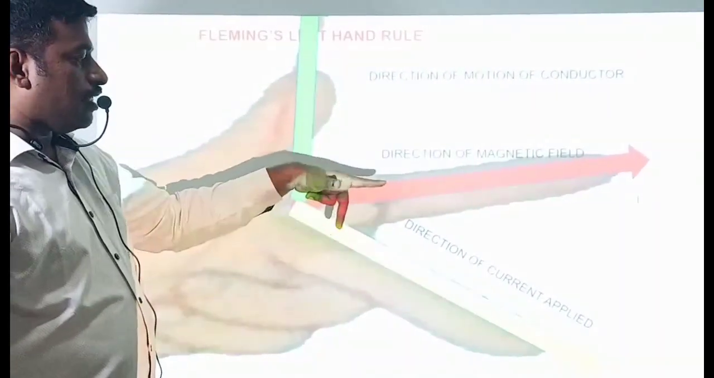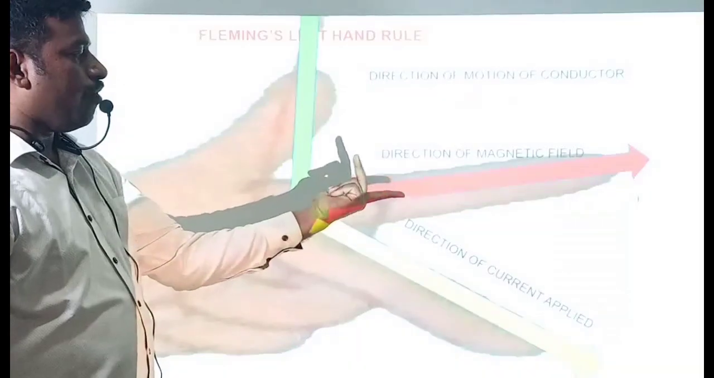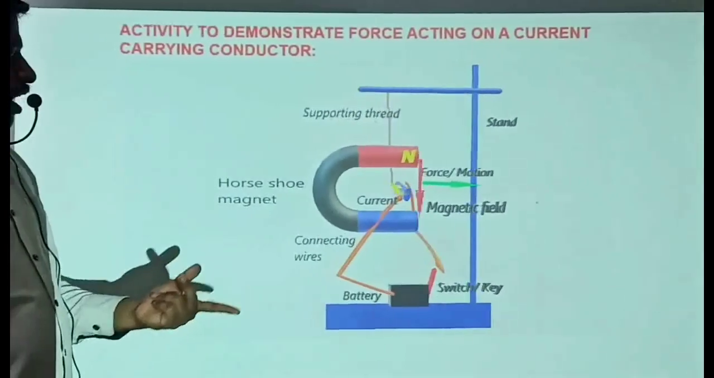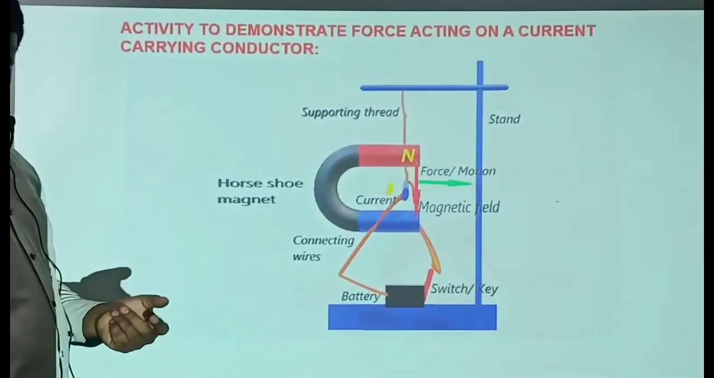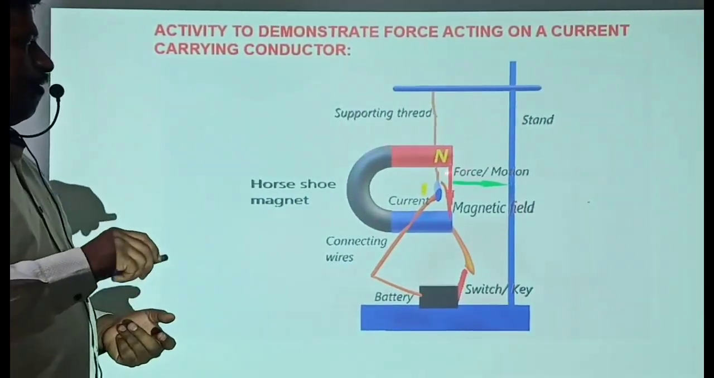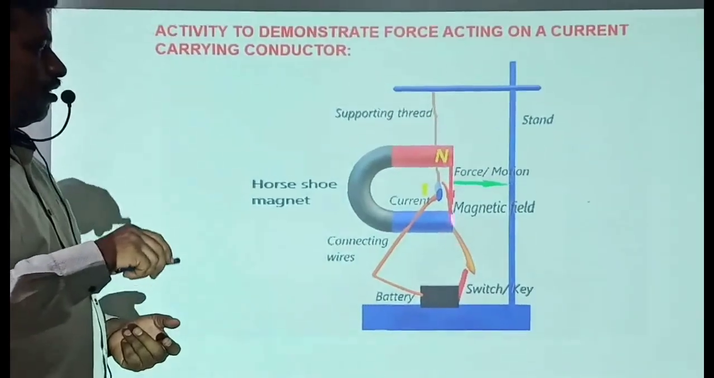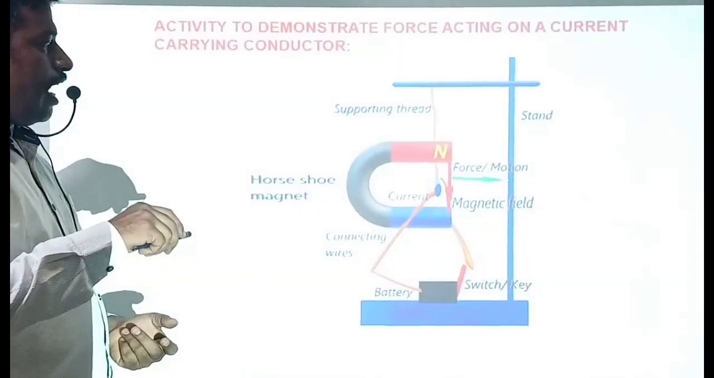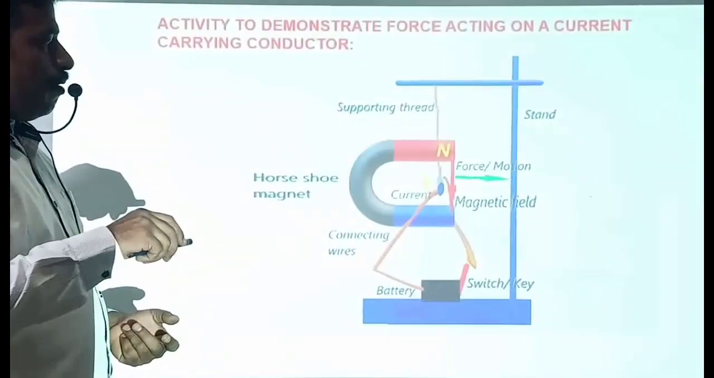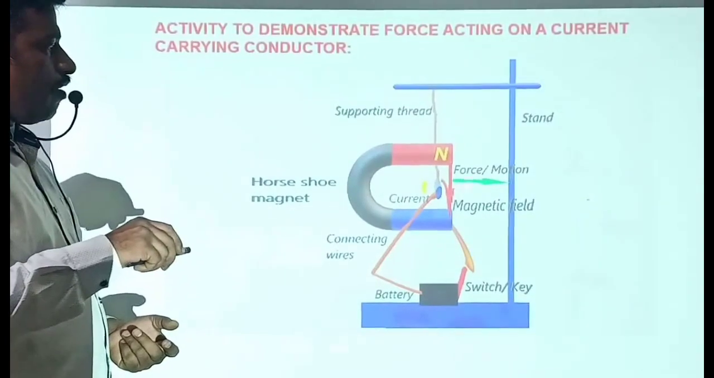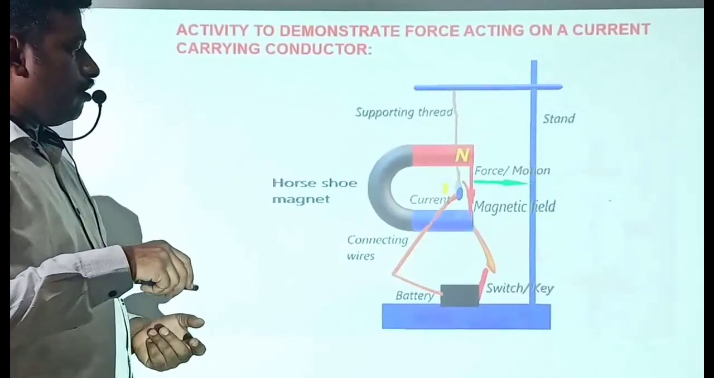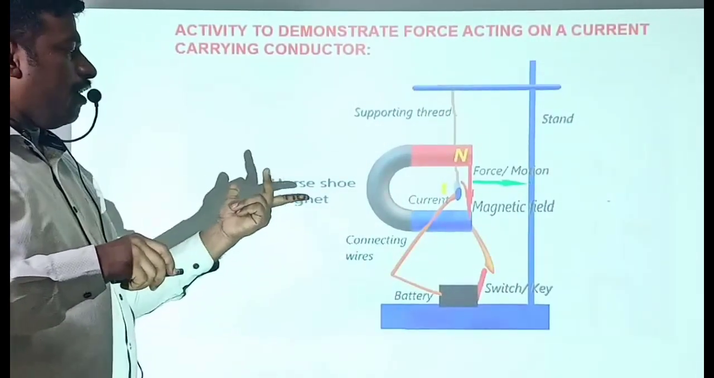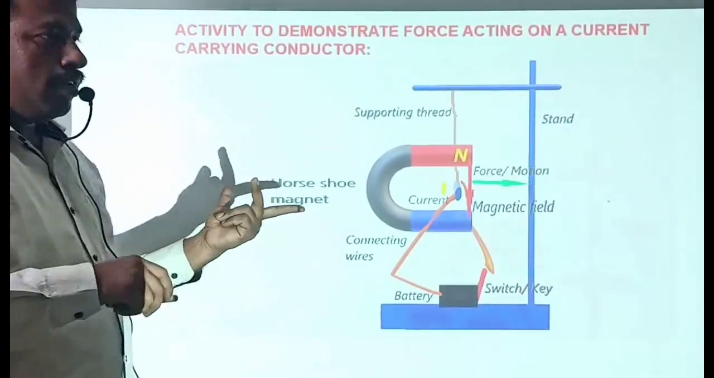Hence, we have seen that whenever we change the direction of magnetic field or of the current, the motion of the conductor was different. This is the setup we made in the experiment. Here we have a horseshoe magnet with a north pole, which gives the direction of magnetic field, and the current is moving into the plane as shown by this arrow, and the motion of the conductor is outwards, out of the plane. Using a simple setup, we have found that a current carrying conductor experiences force.